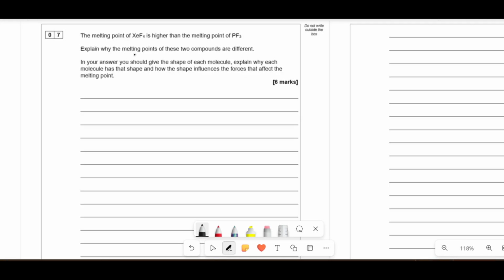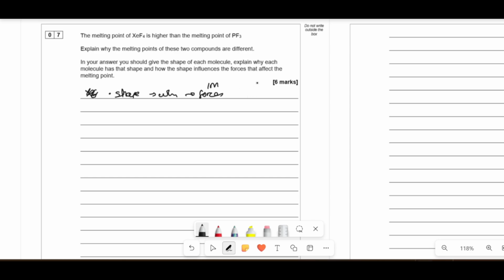So the melting point of XeF4 is higher than PF3. Explain why the melting points are different, and in your answer you should give the shape of each molecule. Explain why they have that shape, and the shape influences the forces that affect the melting point. So for each of them we need to talk about the shape, why, and then also the forces that affect the melting point. Because we're melting things, we're melting the forces between molecules, and these are molecules, so it's going to be intermolecular forces, so how these affect them.